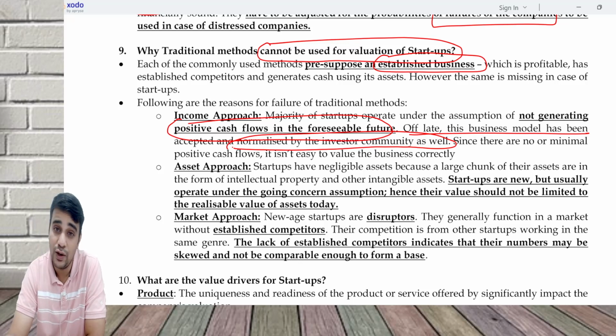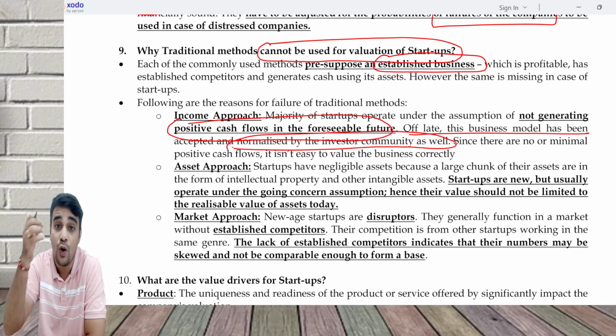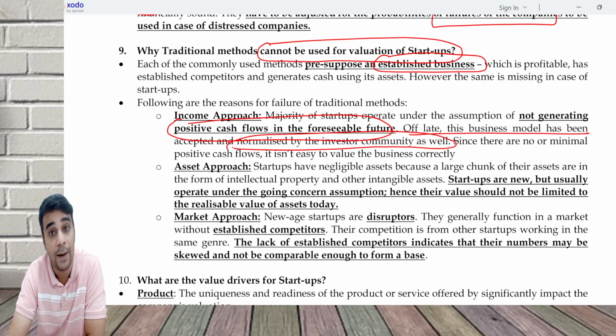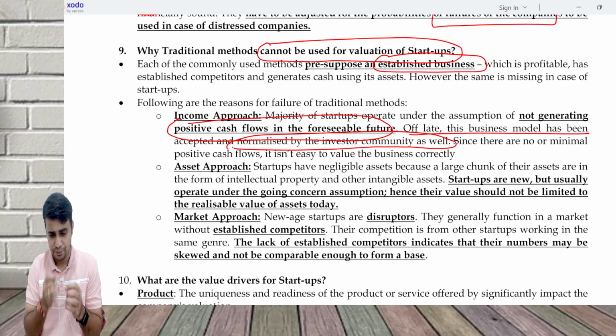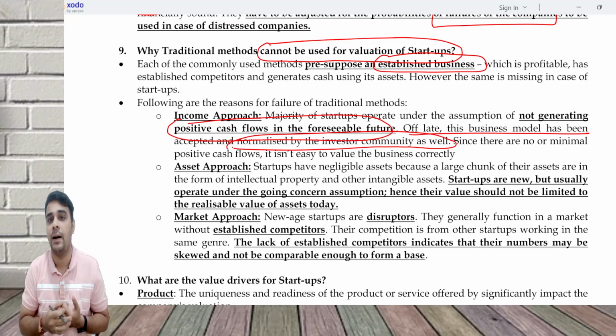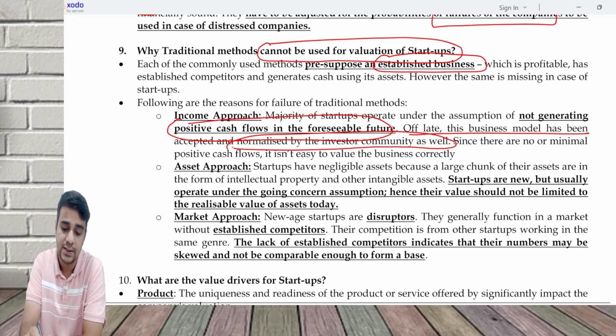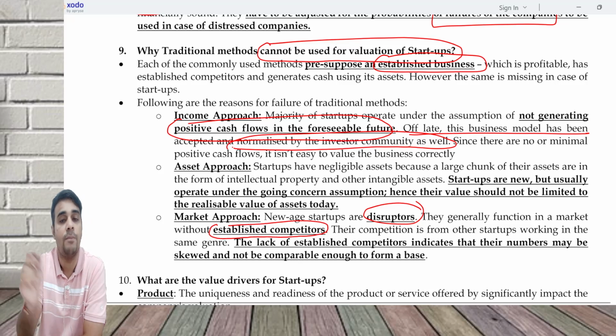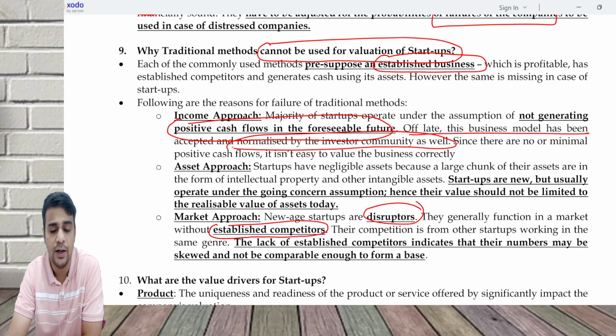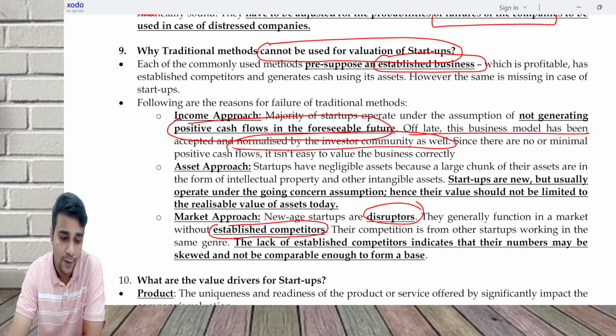Market approach also will not work. What is market approach? It is the relative valuation approach. I want certain proxy companies, I want a comparable company to do the valuation. Startup by nature is trying to work on a unique problem. When you are trying to solve a unique problem in the industry, you may not find a comparable company for the startup. New age startups are disruptors. They generally function in a market without established competitors. So when you don't have established competitors, you will not be in a position to do valuation under the market approach or relative valuation approach.